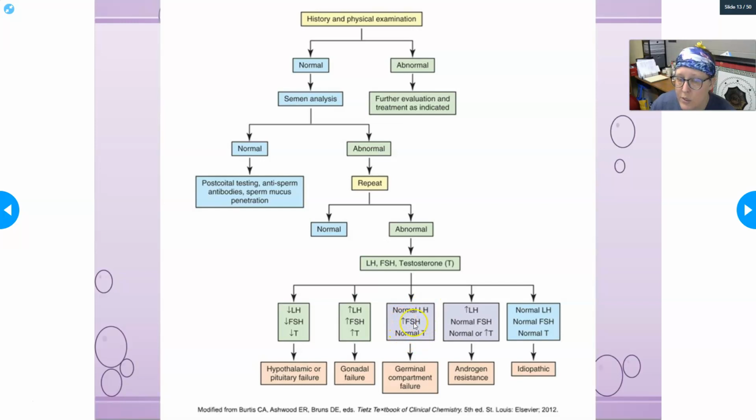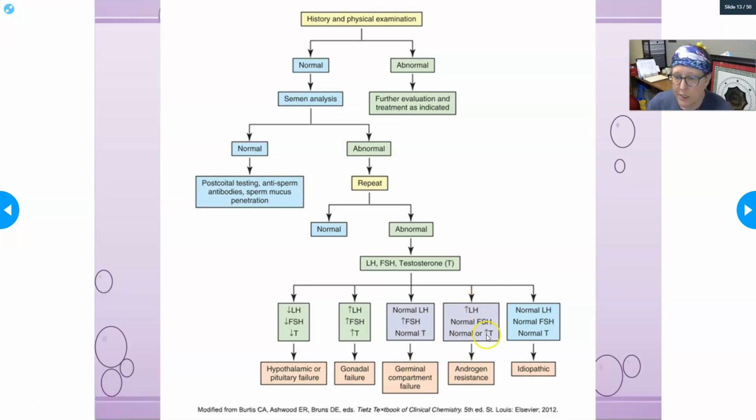But the follicle stimulating hormone is increased. Then we can look at it's specifically the germinal compartment, so the stem cells for the sperm, if you will. Those are what is not responding to all the cues that are there for sperm to mature. It's just not responding to that.